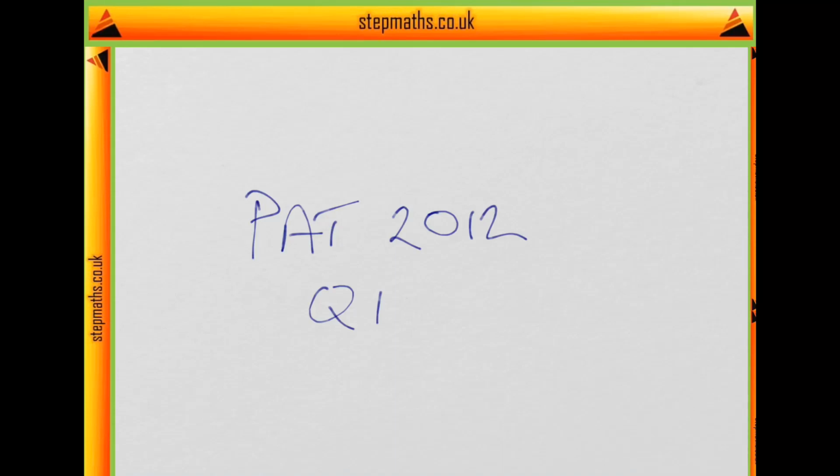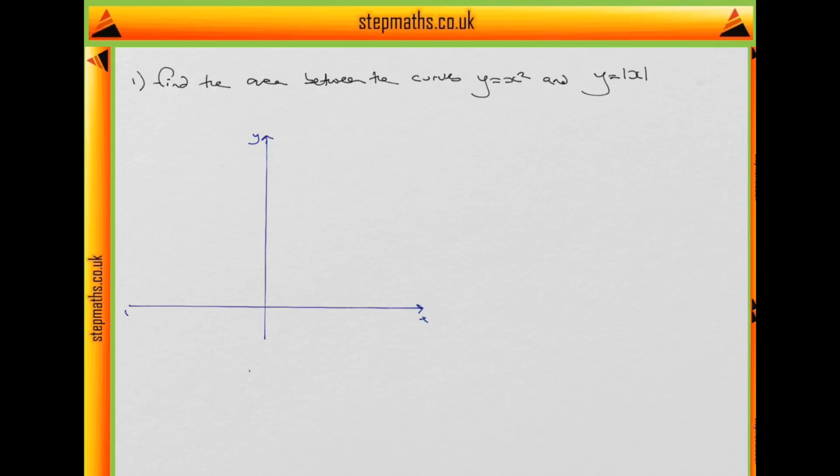Hi, today we're looking at the PAT 2012 paper going through question 1. So question 1 asks us to find the area between the curves y equals x squared and y equals mod x. So what we'll do is we'll start by drawing on our curves.